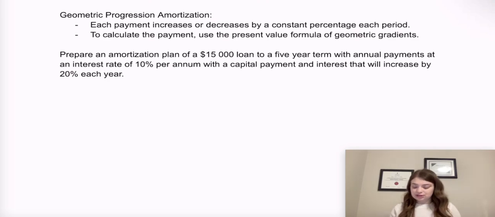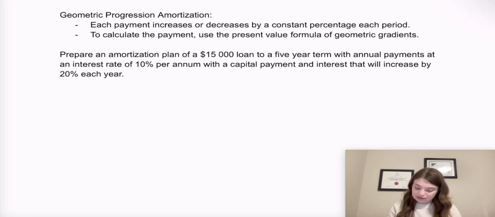First, let's read what the question says. Prepare an amortization plan of a $15,000 loan to a 5-year term with annual payments at an interest rate of 10% per annum, with a capital payment and interest that'll increase by 20% every year. Okay, cool. So in order to do this, we first need to figure out what the first payment is, which they didn't tell us. However, that's completely fine because we can calculate the first payment using the present value formula of geometric gradients.